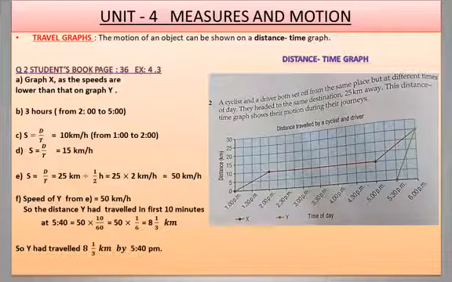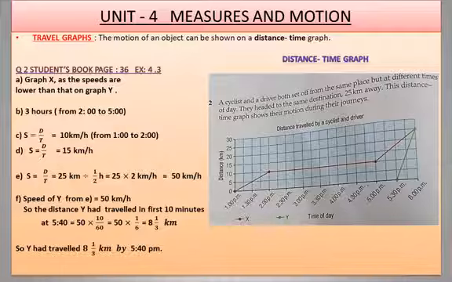A cyclist and a driver both set off from the same place but at different times of day. They headed to the same destination 25 km away. The distance time graph shows their motion during their journeys. Here you can see two graphs, because there are two travelers, a cyclist and a driver. You can see a red lined graph and a green lined graph.